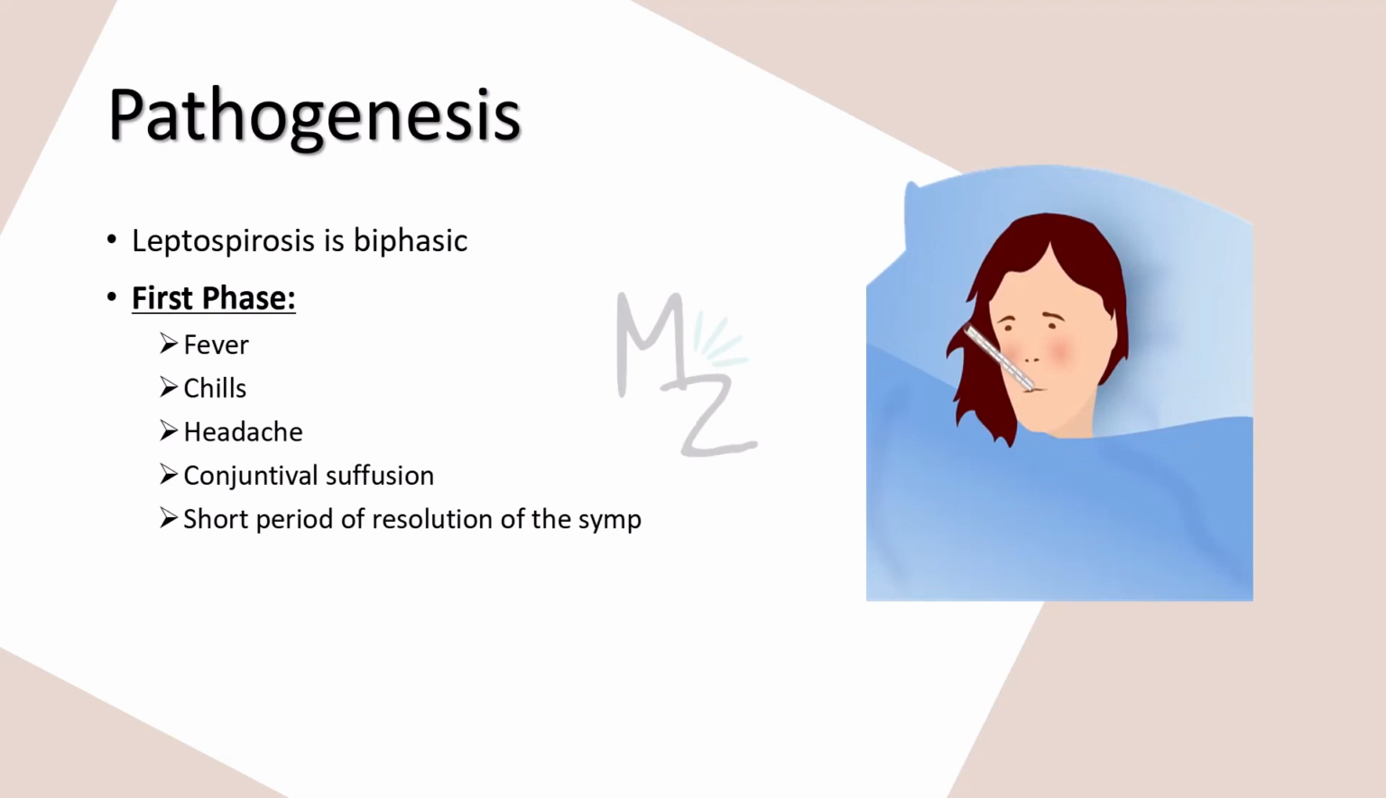Okay, let's talk about the fun part. Leptospirosis is biphasic. Bi means two and phasic means phases. So this disease has two phases. Let's talk about the first phase. Fever, chills, intense headache and conjunctival suffusion, that is diffuse reddening of conjunctiva, appears early in the disease, which is followed by a short period of resolution of these symptoms as Leptospira is cleared from the blood.